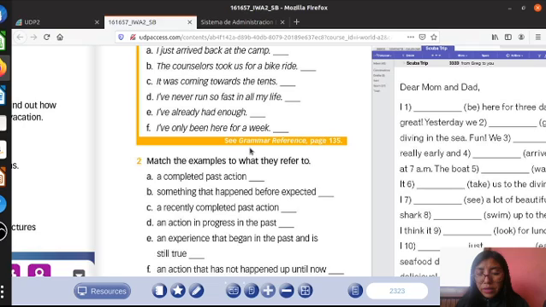I think here is good, okay? I just arrived back at the camp. That is related to a completed past action, something that happened before, a recently completed past action, an action in progress in past, an experience that began in the past and is still true, an action that has not happened up until now. Okay, so you have to match the sentence according to the use, according to the context. Okay, so please do it. Por favor, ¿qué tiene que hacer aquí? Tiene que unir la oración de acuerdo al contexto en el que está utilizado. Por favor, hágalo.